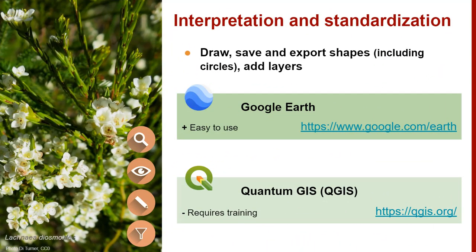Continuing with polygons, to apply the point radius and shape georeferencing methods, it is useful to be able to draw, save, and export shapes. This can surely be done using GIS programs like QuantumGIS, but that requires the user to be trained in this kind of applications. A much easier to use alternative, at least for these simple tasks, is Google Earth.